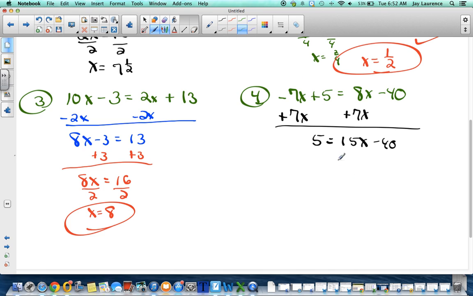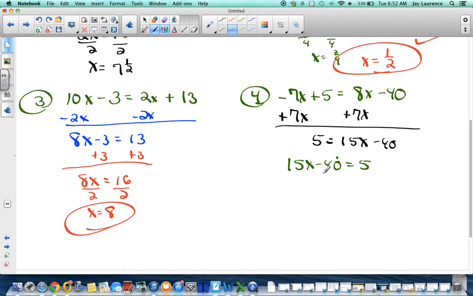By the way, some of you get really bent out of shape with the variable on the right-hand side. Well, you can rewrite it. These two statements are equal to each other, so you could rewrite this as 15x minus 40 equals 5. It doesn't matter as long as you're going to get the right answer. You can write it either way. If they're equal, they can switch places.